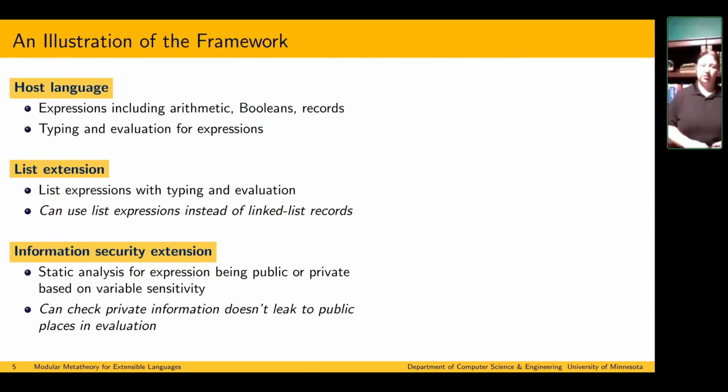So this extension is giving us something new that wasn't in the language before. We can check that private information isn't leaked to public places in evaluation. So this is entirely new. The host language didn't have anything like this.